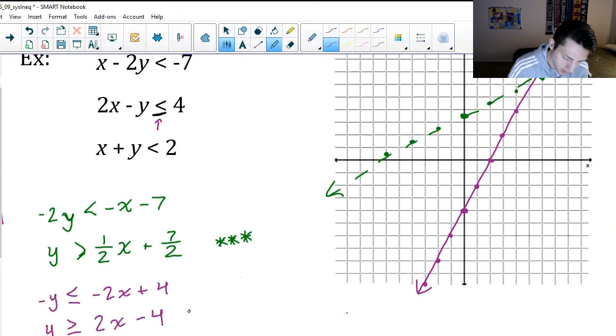So again, I'll put little stars here just so I can remember exactly what it is that I graphed. So if I need to go back and check something, or it's just good to know.